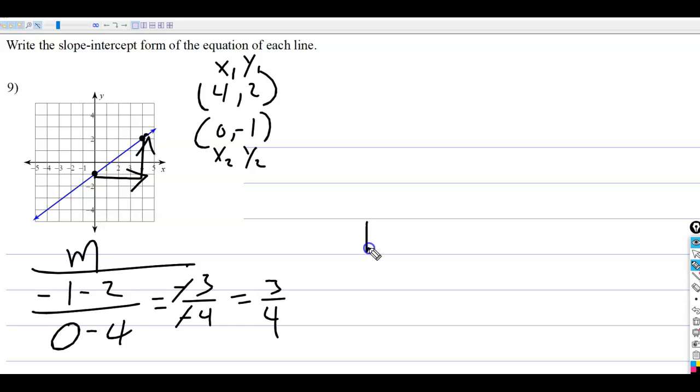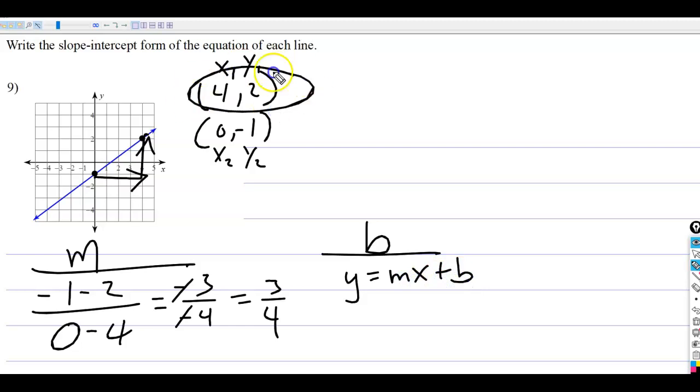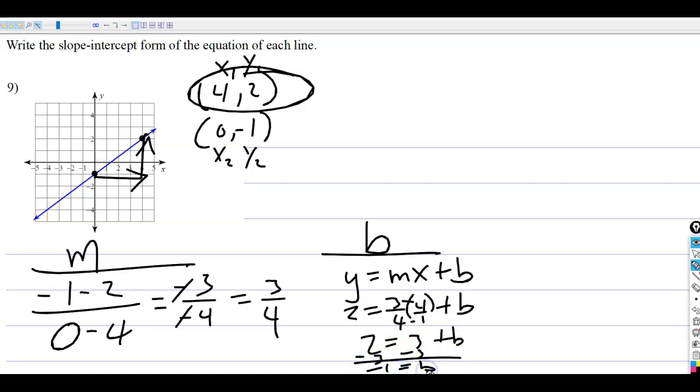Now, the next thing we have to do is find our b. To find your b, you're just going to pick a point, plug in your y value, your slope, and your x value from the point that you picked, and solve. So this is going to be 12 over 4, which is 3, and then subtract. I get b equals -1.